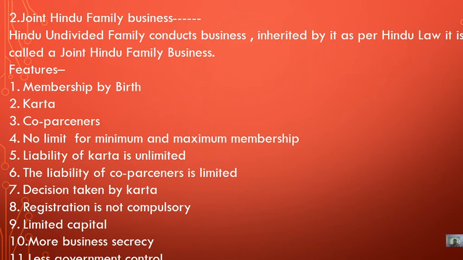Next concept, that is decision making authority. In a joint family business, all the decisions of the business are taken by the karta only, because he is the senior most member of the family business. He has the full, supreme authority of taking decisions regarding the business. So all the plans, policies and strategies for the development and expansion of the business are taken by the karta.